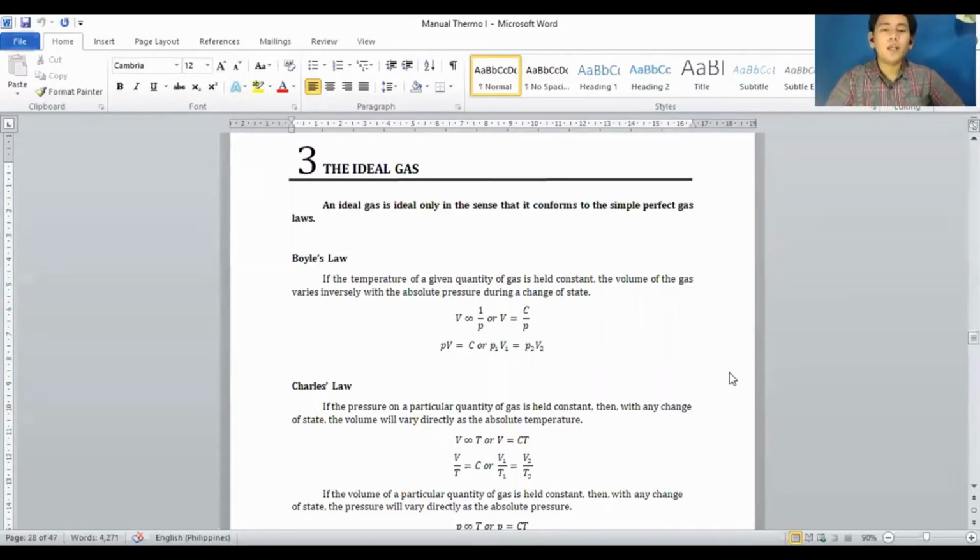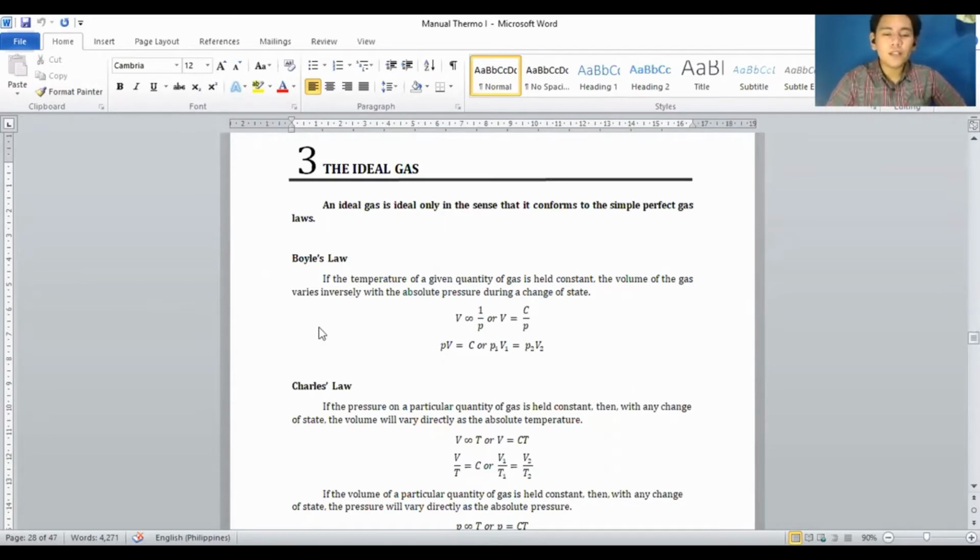This is module 3 of thermodynamics. Module 3 is all about the ideal gas. Now, an ideal gas is ideal only in the sense that it conforms to the simple perfect gas laws. There are different laws governing this ideal gas.